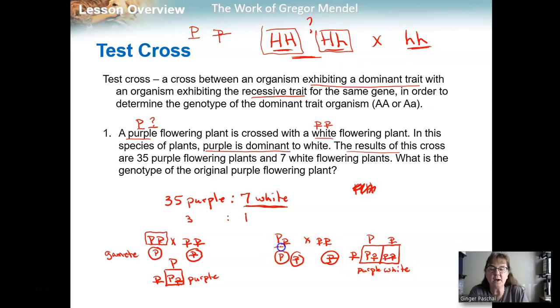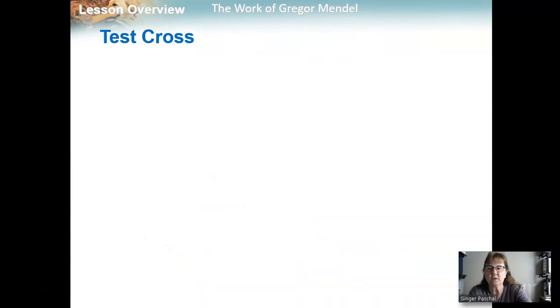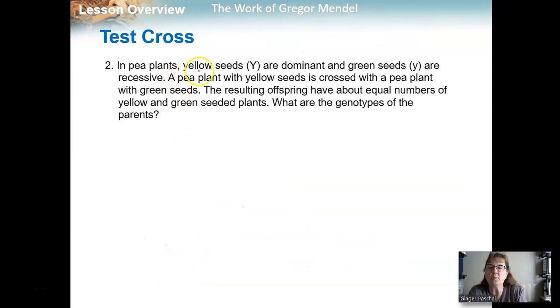So this parent, this purple flower, must be this genotype. So it says, what is the genotype of the original purple flowered plant? So we know it is capital P, lowercase p. That is our answer. So let's try one more. In yellow pea plants, yellow seed color is dominant to green seed color, and they've already given us the letters that we're going to use.